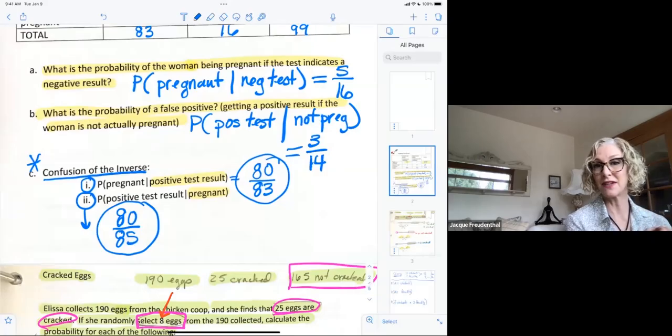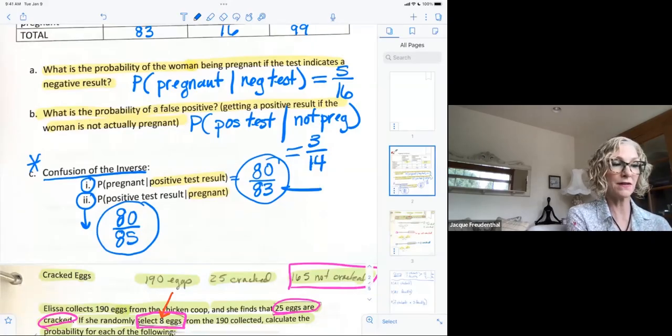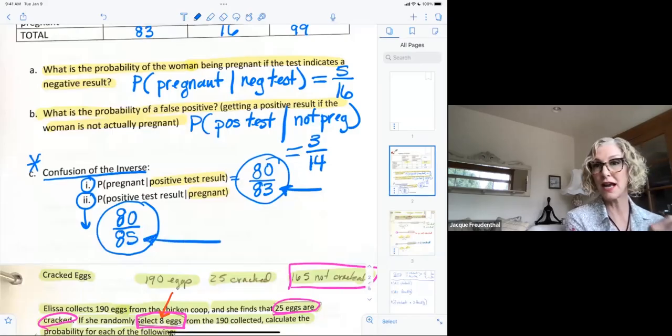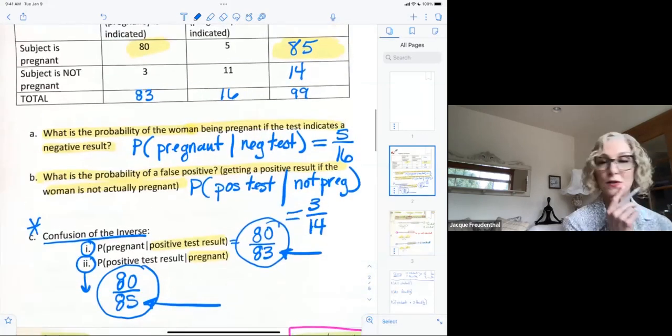So what is given? Given that it's a positive test result, then we have to go out of the total number of positive test results. Given that the woman was pregnant, then we want to take it out of the number of women who were pregnant. Okay, so make sure you're exploring those ideas.